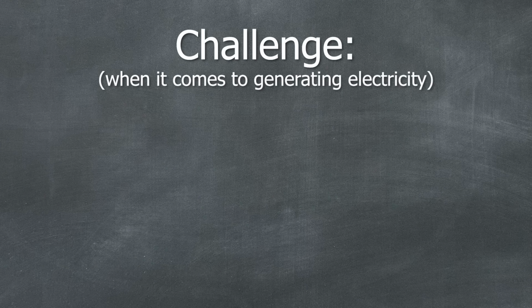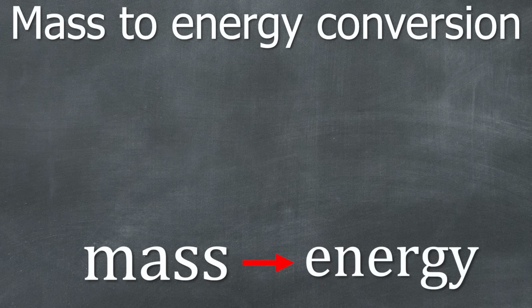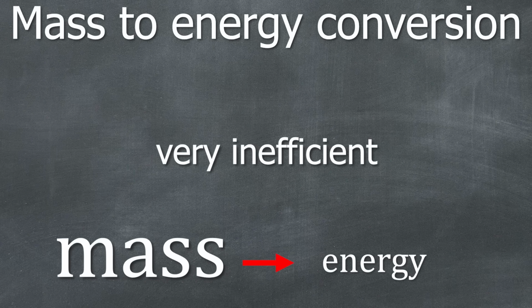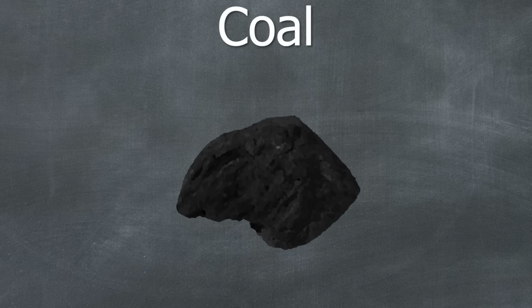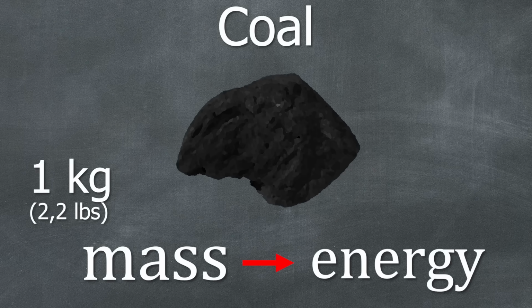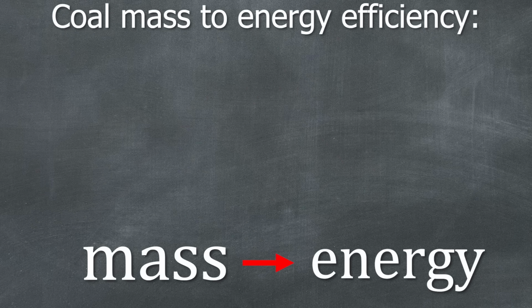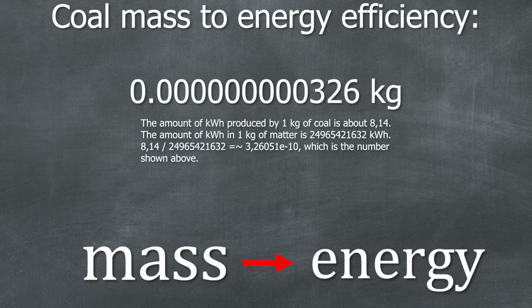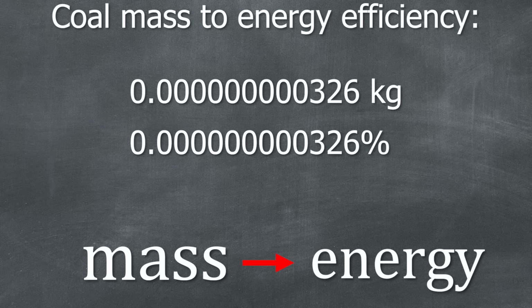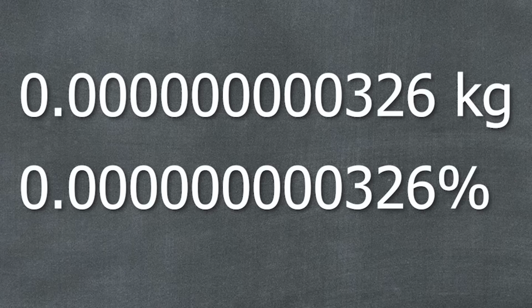The big challenge when it comes to generating electricity is that it is hard to extract energy out of matter. We typically end up with very small amounts of energy compared to the amount of mass we put in. Let's take coal for example. 1 kilogram of coal gives back the equivalent of this much kilograms of energy, which means that about this percent of its mass gets converted into energy. That's a lot of zeros.